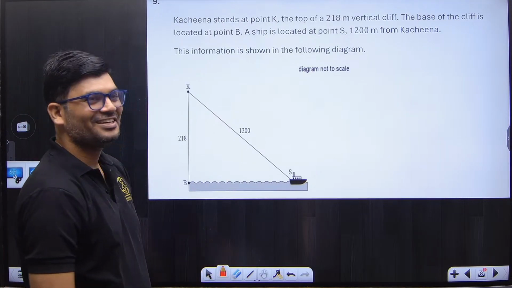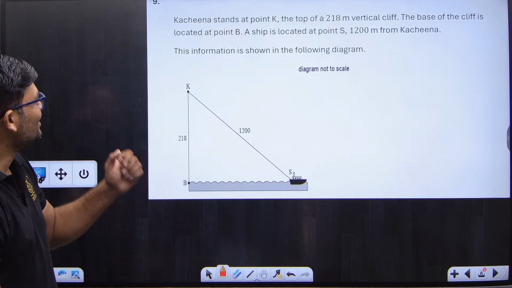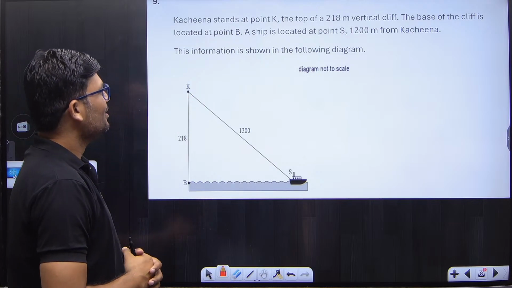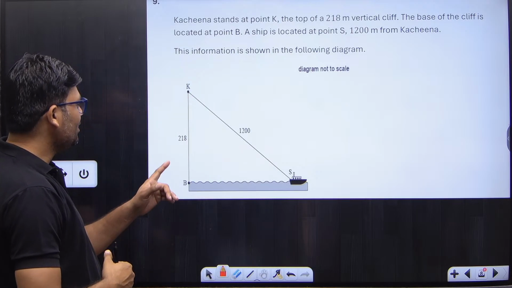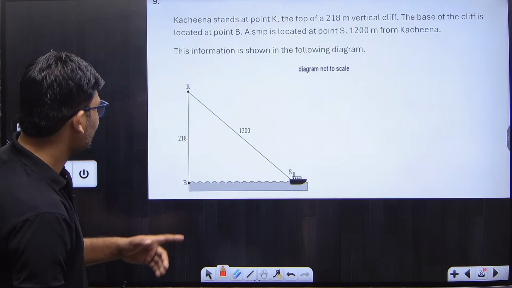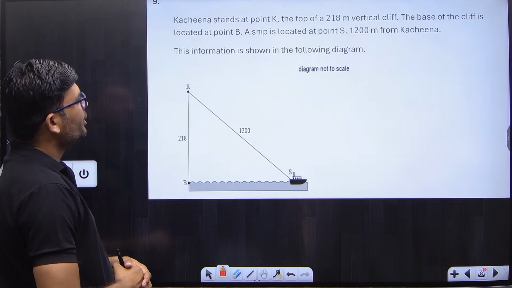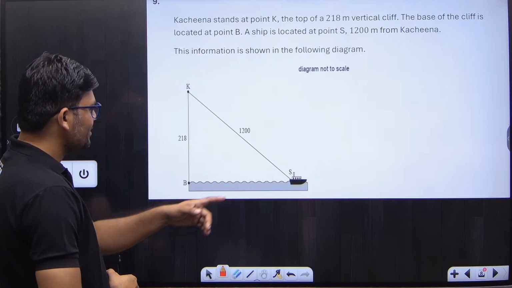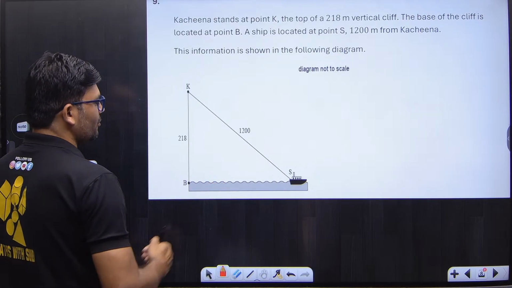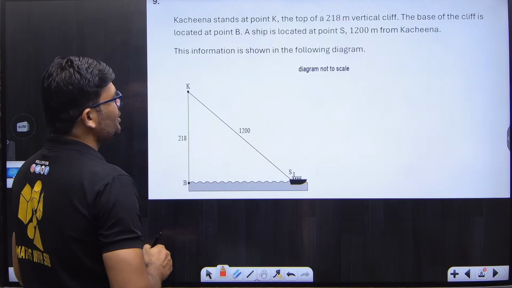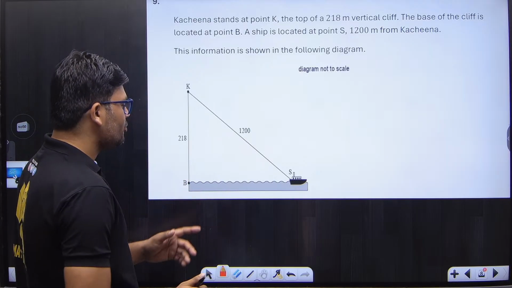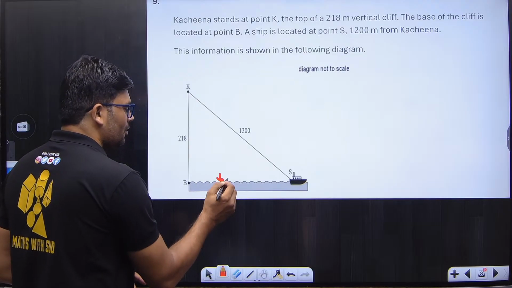Kachina. So in our Desi style, we say Kachina stands at point K, at the top of a 218-meter vertical cliff. The base of the cliff is located at point B. A ship is located at point S, 1200 meters from Kachina. This information is shown in the following diagram. Okay, so we can use the Pythagoras triplet to find this value.